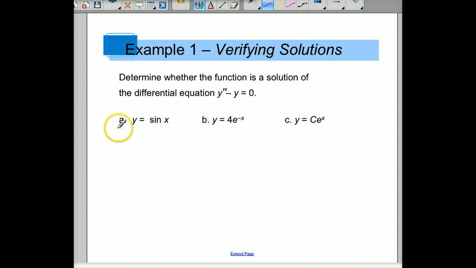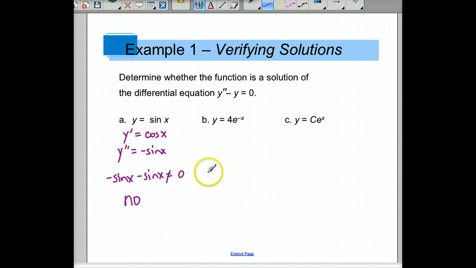Okay, one thing you're going to have to do in your homework is to verify that things are solutions. So determine whether the function is a solution of the differential equation. So let's take the derivative. We don't need the first derivative, we just need the second, but to get there we've got to take the first derivative. So we have negative sine x. We're going to plug that in here. So we have negative sine x minus the original function, which is sine x. Does that equal 0? No, it does not. So no, sine x is not a solution.